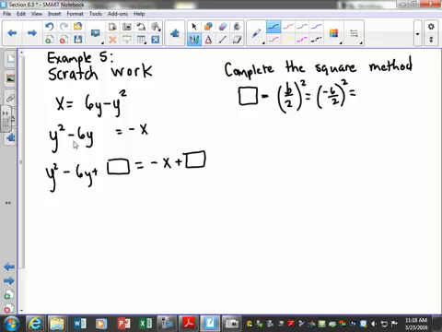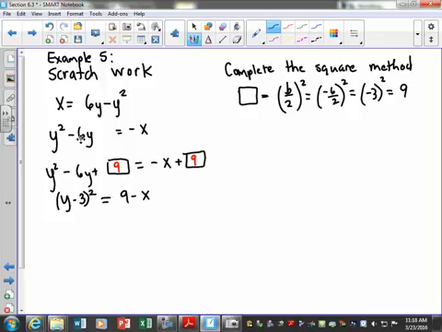What's negative 6 divided by 2? Negative 3. And what's negative 3 squared? 9. So that allowed us to find 9. If I add 9 to the left side to balance it, I add 9 to the right side as well. Now, what does this factor to? What multiplies to give us 9 but adds to give us negative 6? y minus 3, y minus 3, which I can just say is y minus 3 squared. And over here, I'm just going to write it as 9 minus x.